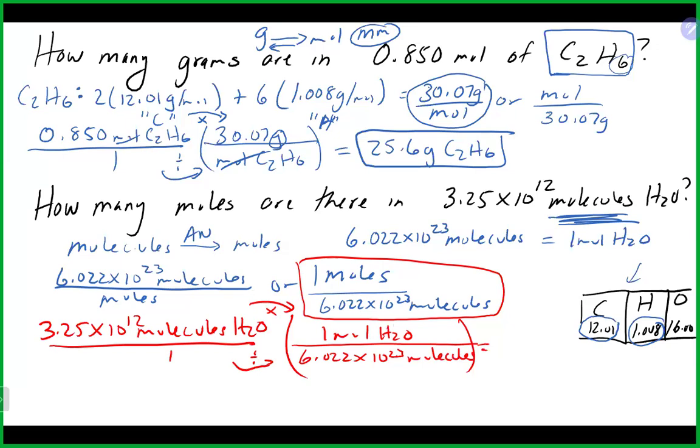So really in this case, we are just taking our 3.25. We want to make sure we hit our exponent button, 12. And we're basically going to divide it by Avogadro's number, 6.022 exponent 23. I think I hit it there. I'm going to try it one more time, just to make sure I didn't miss the number. There you go. And that's going to get us, it looks like, 5.40 times 10 to the minus 12 moles of water in this particular case.